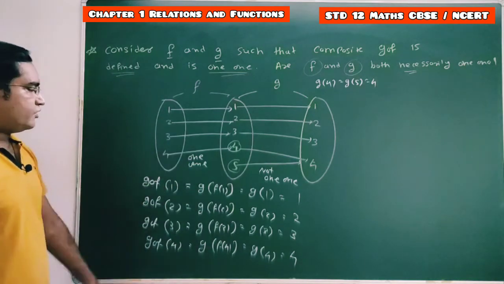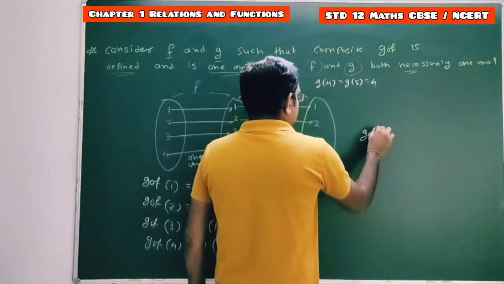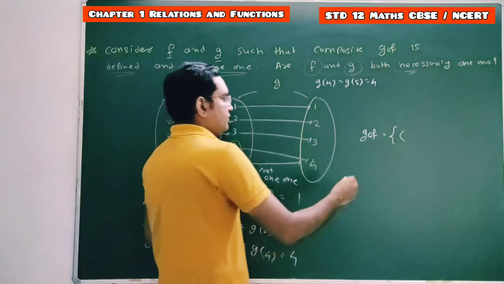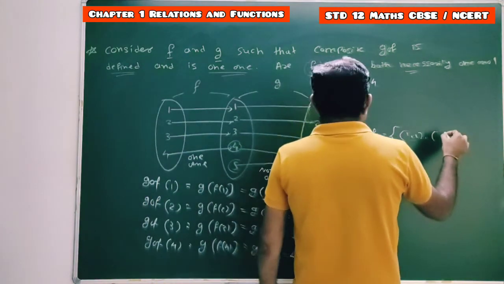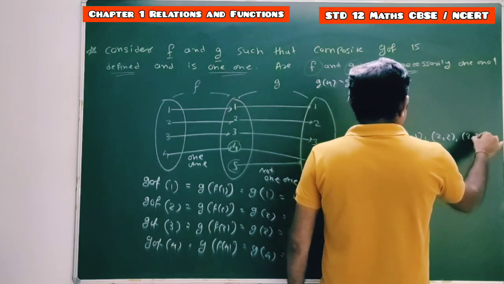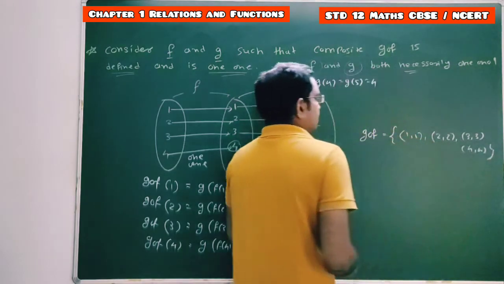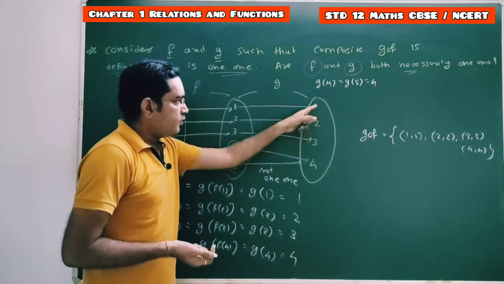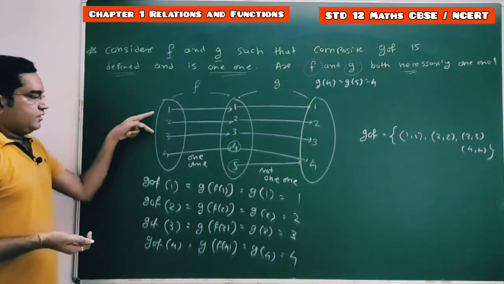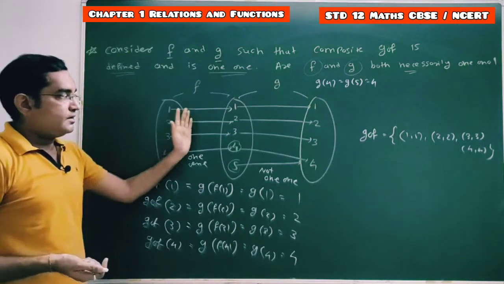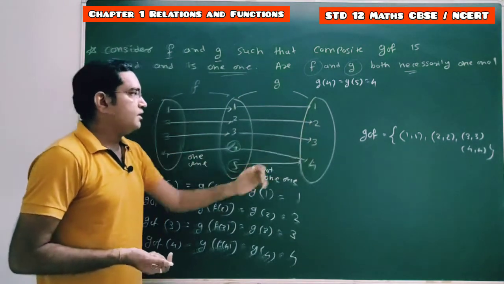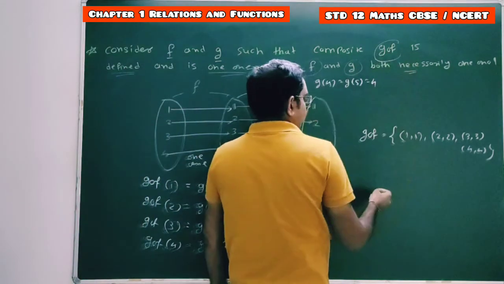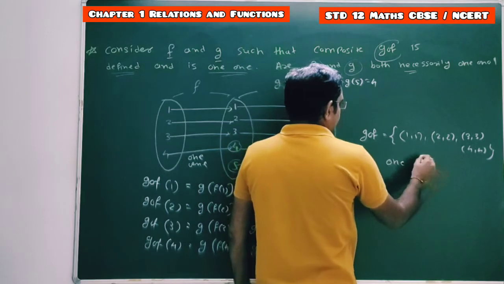And what about this composite function gof? So here for gof, the ordered pairs are 1-1, 2-2, 3-3, and 4-4. So for this composite function, each element in the domain has a unique and distinct image in its codomain, and hence we can say the composite function is 1-1.